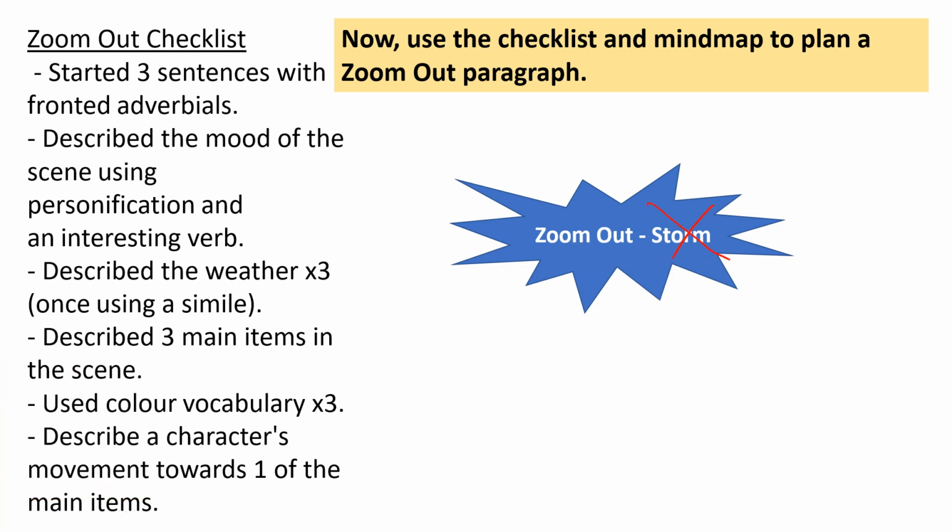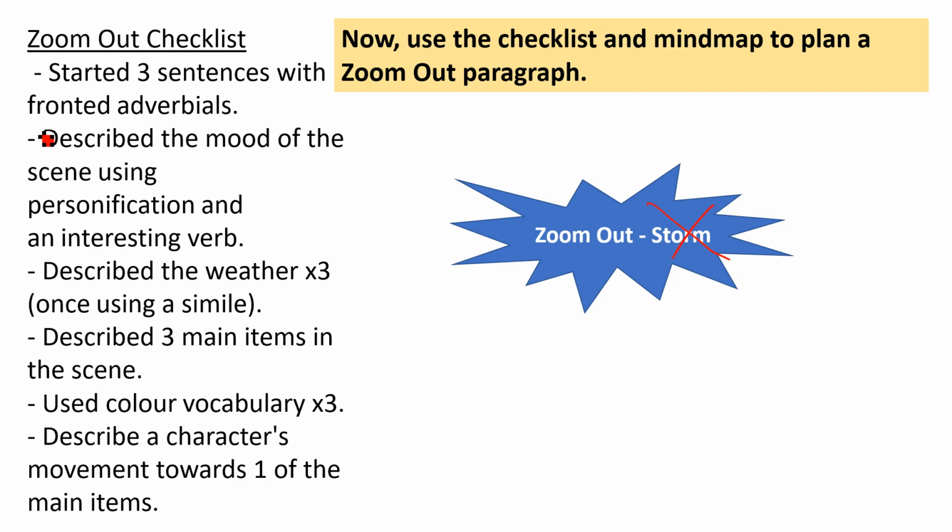Okay, so you should have this mind map copied out. There's no need to copy down the checklist because it's in front of you. So what I would do when I am approaching a plan for a paragraph is go through the checklist step by step and plan what I'm going to do. Just bullet points, just ideas. So with fronted adverbials, it's quite hard to plan those fronted adverbials until you've decided what mood you're going to have, what the weather's going to be like. So I personally would leave that step till last.